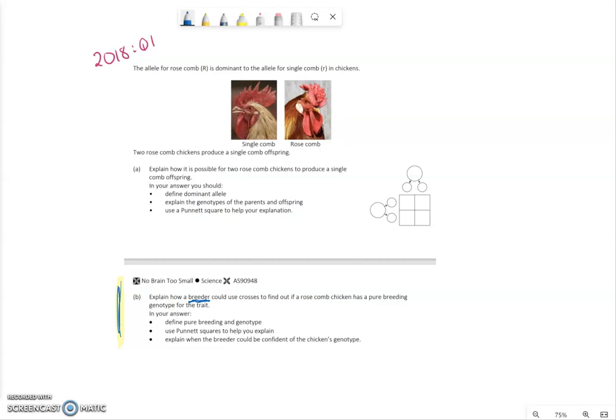Kia ora. We're going to talk about monohybrid test crosses. This question came from the 2018 NCEA paper, and in the second part down here you can see that this is the test cross part of the question.